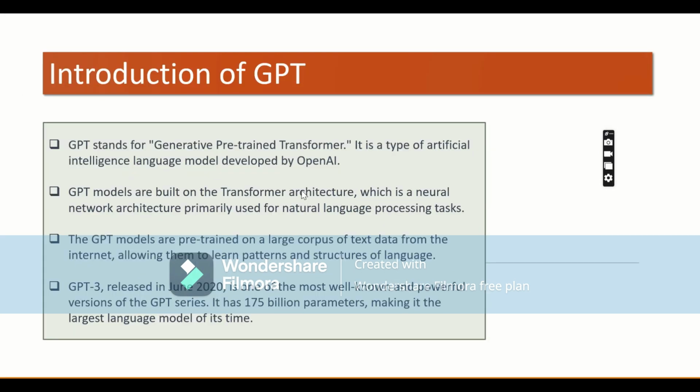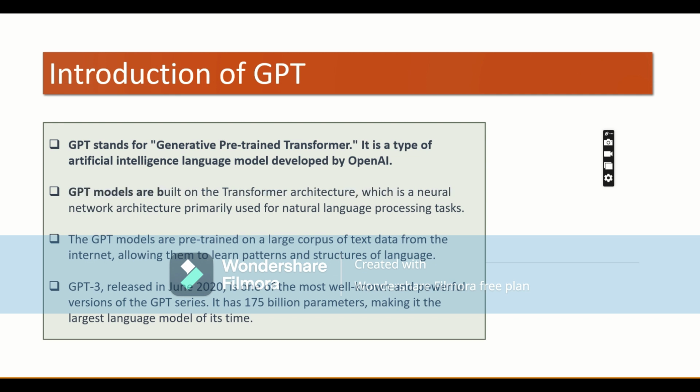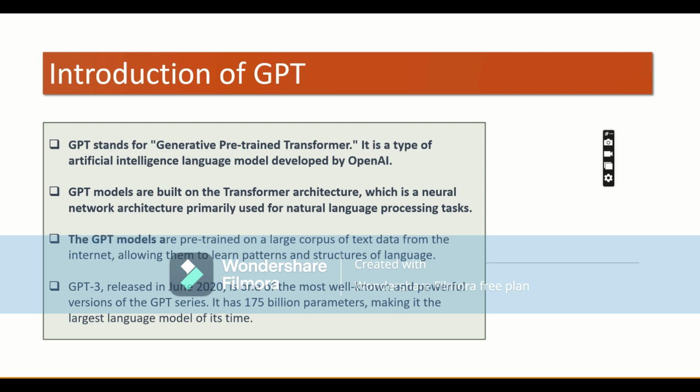In the introduction part, GPT stands for Generative Pre-trained Transformer. Basically, it is a type of artificial intelligence model developed by OpenAI. This model is built on transformer architecture, a neural network architecture primarily used for natural language processing tasks. And GPT models are pre-trained on a large scope of data from the internet, which allows them to learn patterns.